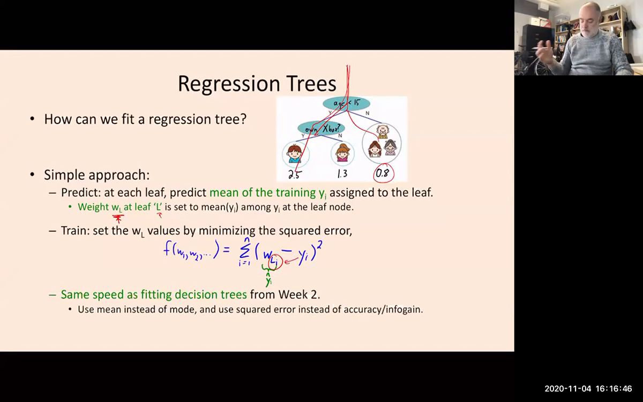Okay, so fitting this has the same computational cost as fitting individual decision trees from week 2. You use the mean function instead of the mode function at the leaves, and you use squared error as the split criteria instead of accuracy or info gain or Gini index. You just check whether taking a particular split on a particular feature gives you a reduction in squared error. And you use the same kind of greedy strategy. You just choose the split criteria and value that greedily optimizes the loss.